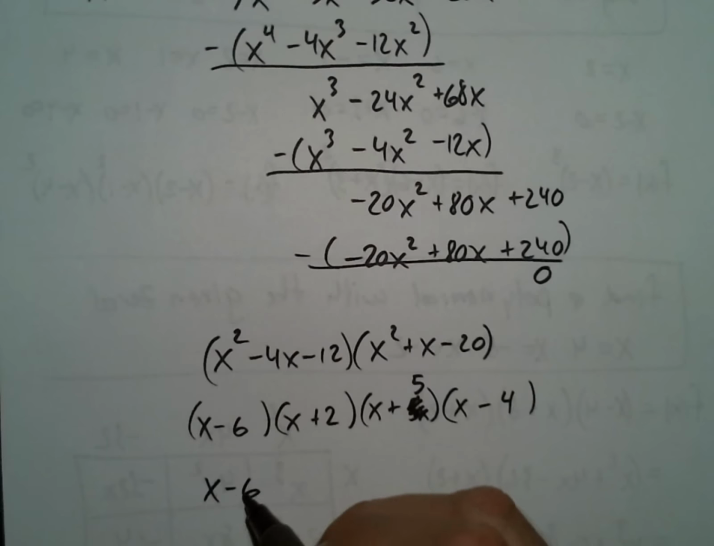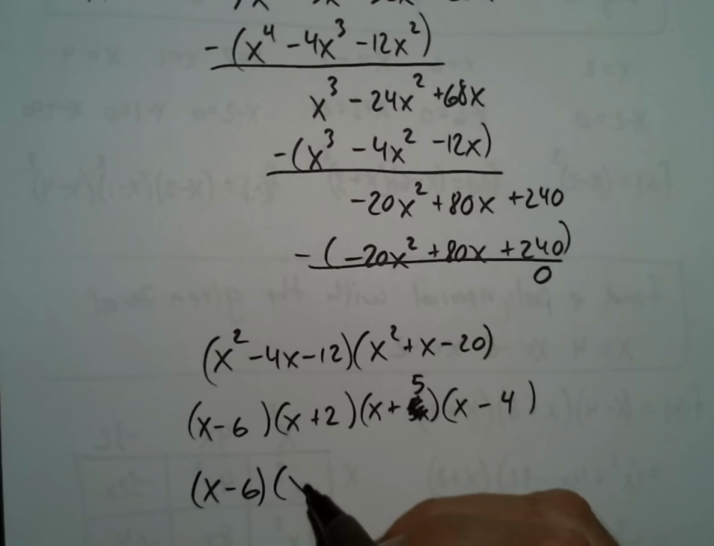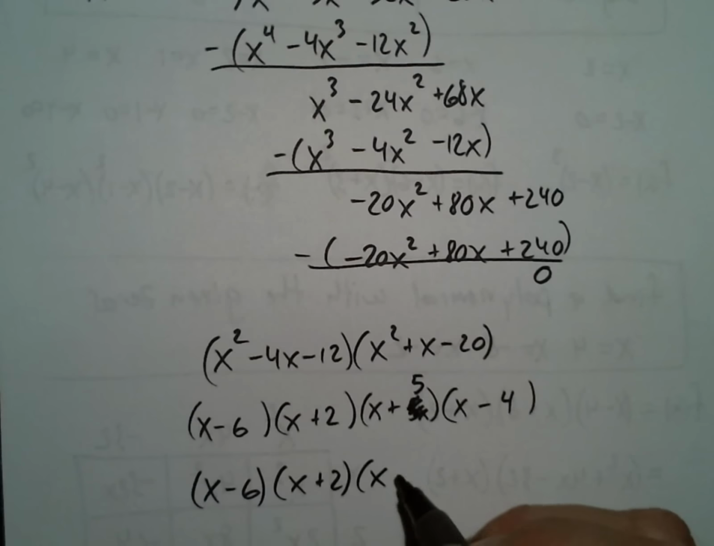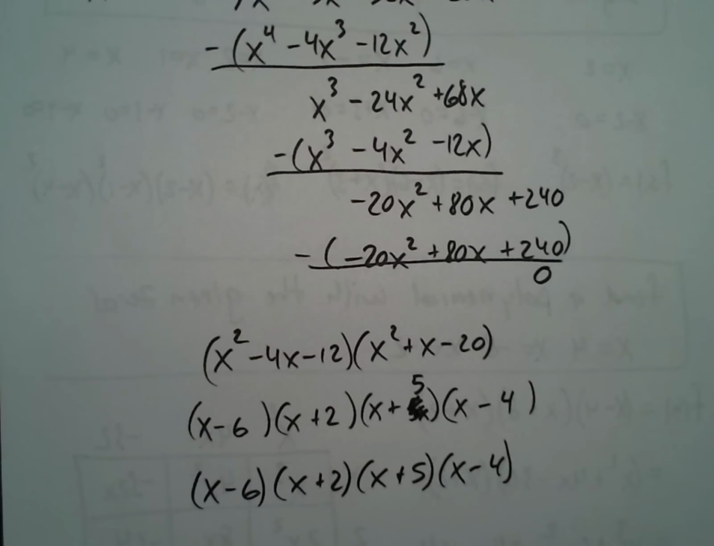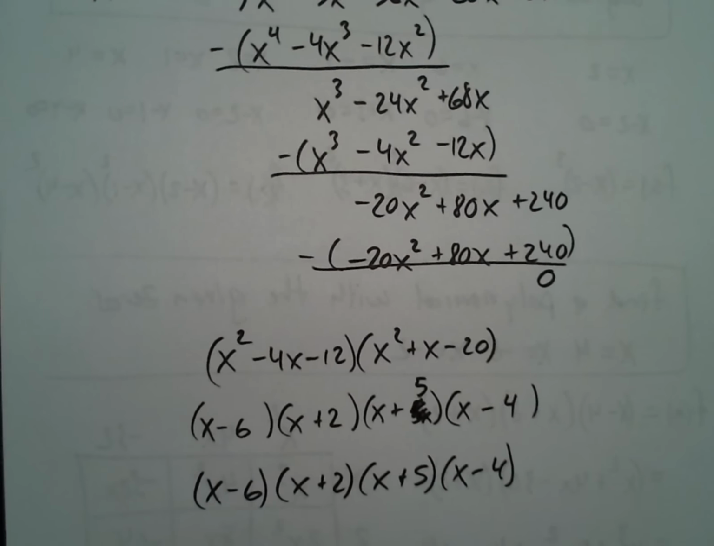So it's x minus 6, x plus 2, x plus 5. So we were able to use long division to help us factor a polynomial, and this is how we're going to be using it most of the time. We're going to use division to help us find the factors of a polynomial.